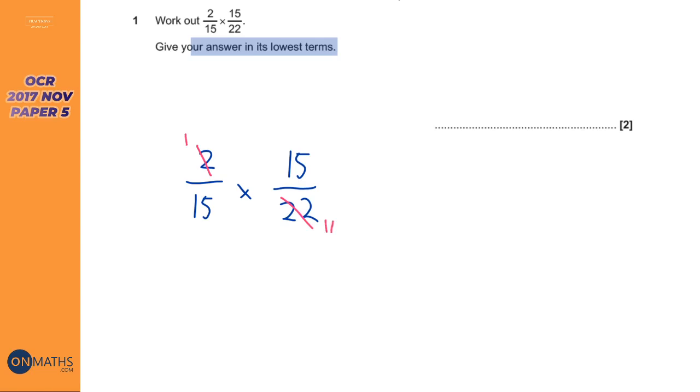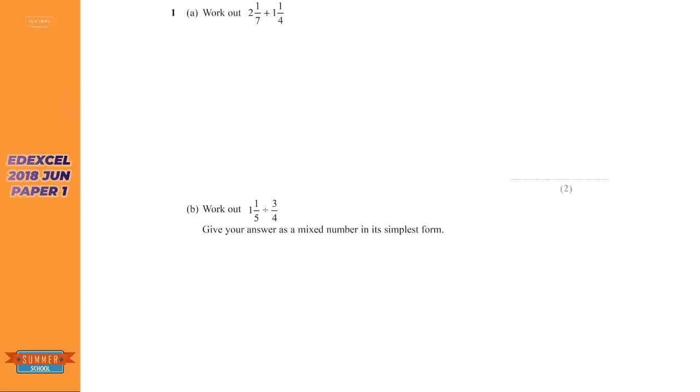If I take this 15 and this 15, I can divide them both by 15. That'll leave 1 and 1. So all I need to do now is times the tops, 1 times 1, which is 1, times the bottoms, 1 times 11, which is 11, and that is it. So if you try to do 2 times 15 and 15 times 22, and then try to cancel it down, you could still get the right answer of 1 over 11, but how much easier is it to cancel before you multiply?